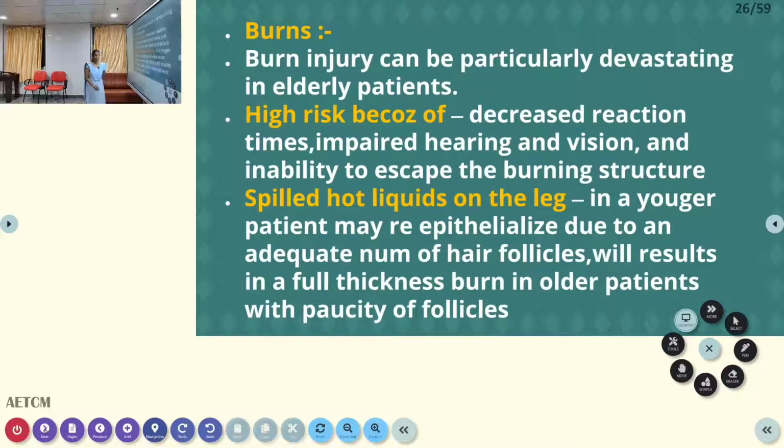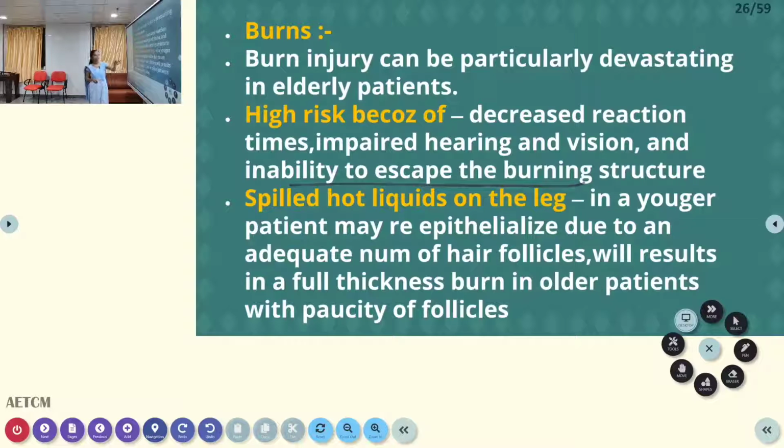So the next mechanism is burns. Burns are particularly devastating in elder patients. They are at high risk because of decreased reaction time, impairment in hearing and vision, and inability to escape from the burning structure. Also, consider any spillage of hot liquids on the leg.